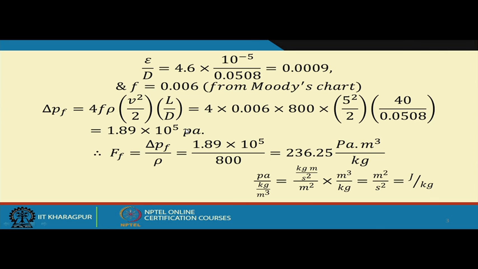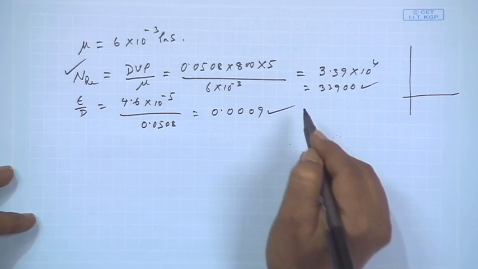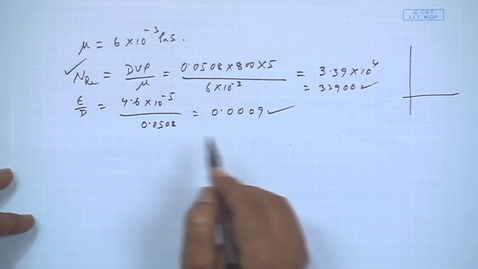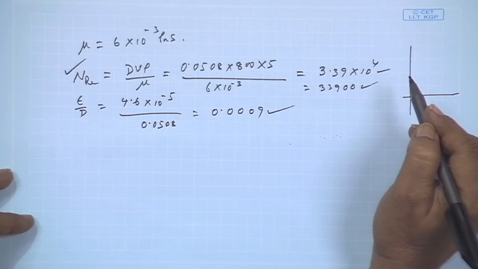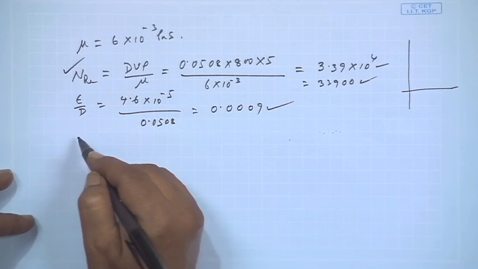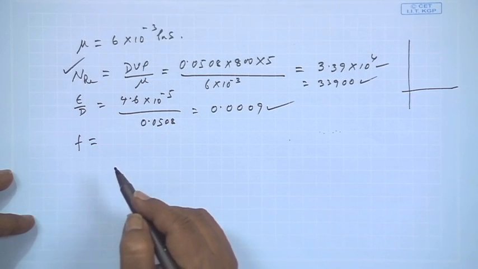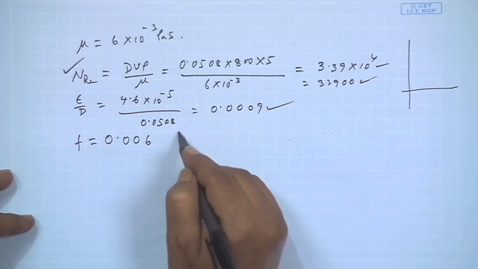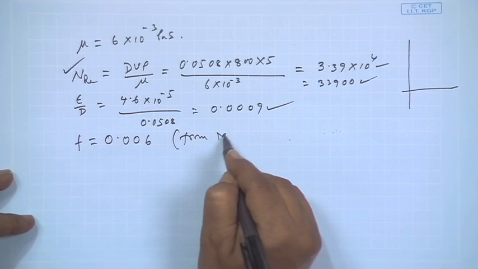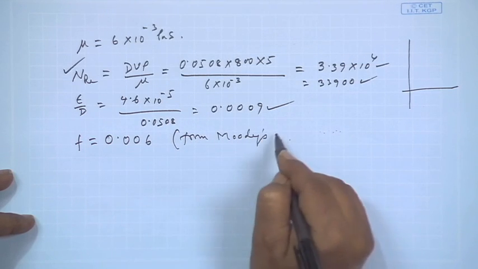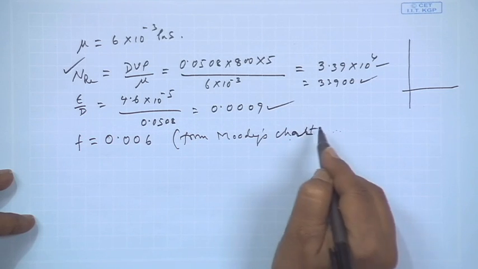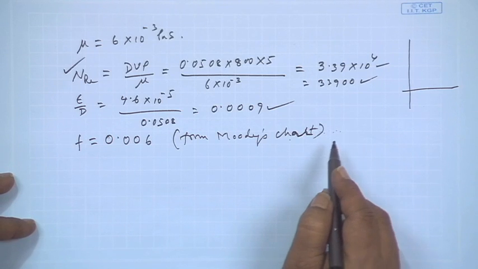So, this way, if we look into the Moody's chart, we can say for this given condition of epsilon by D equal to 0.0009 and NRe corresponding to 3.39 × 10^4, then the value of f that can be seen from the Moody's chart is equal to 0.006. Right, from the Moody's chart, if we see, it can be like this.